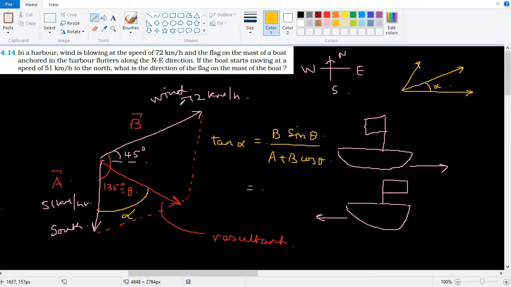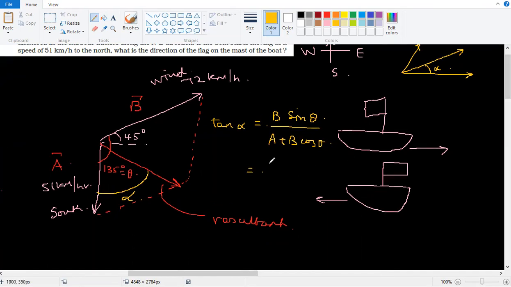So B sin theta is this thing, and theta is 135 degrees. You know theta and you know A and B, so you can simply substitute and get the answer. B is 72. Sin theta is sin 135. Anybody not following this? Angle between A and B is 135, 45 degrees plus 90 degrees. Because this is 45 degrees, they gave it in a tricky way, northeast direction. Northeast means north is here, east is here, which means northeast is exactly the center. Divided by A plus B cos theta: A is 51 plus 72 into cos 135.